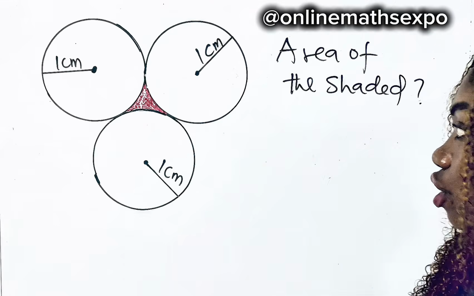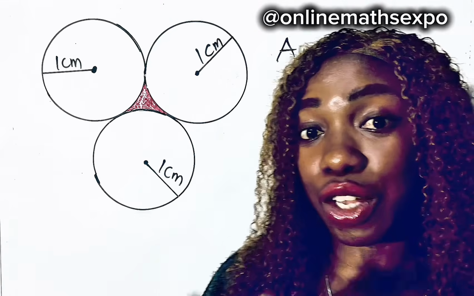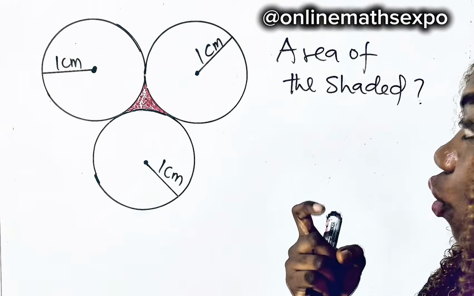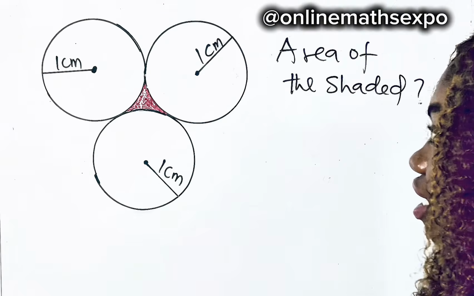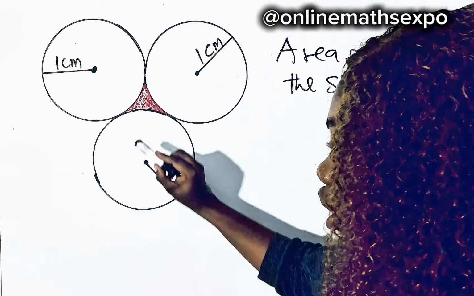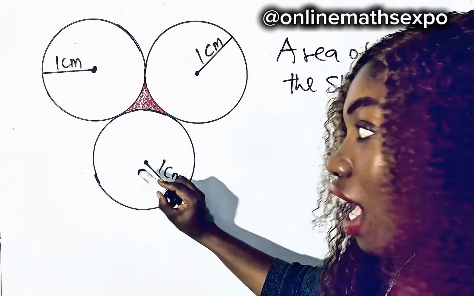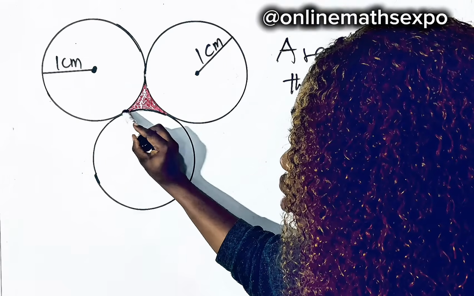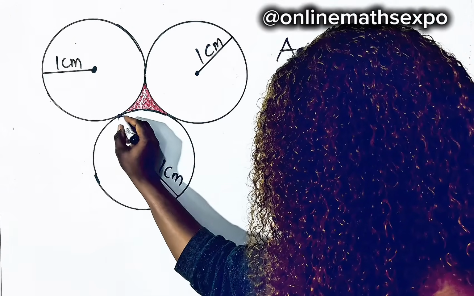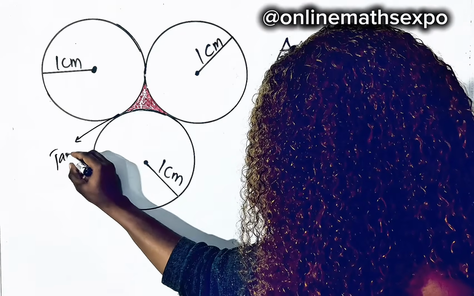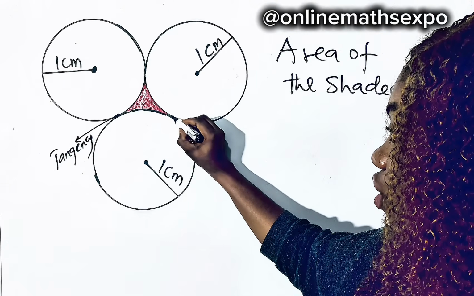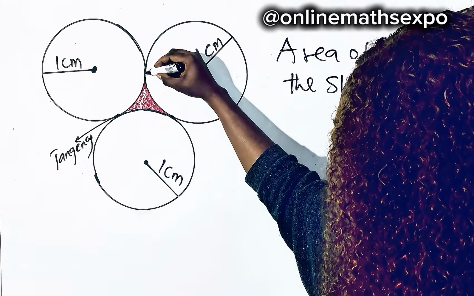What we need to do is, I always tell you, when you see this kind of question, target the intersecting point. Now, which point are we going to target? Remember that this is the center of the circle. This is the center of this circle. This is also the center of the circle. And where these two circles are touching each other is the point of tangency. This point is a point of tangency. And you also have another point of tangency. You also have another point of tangency here.